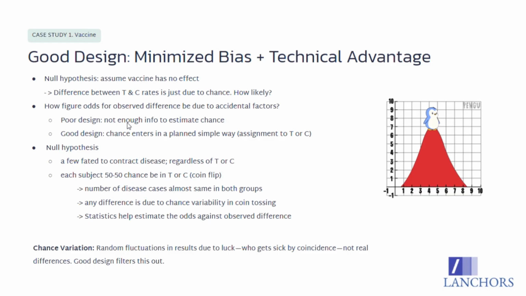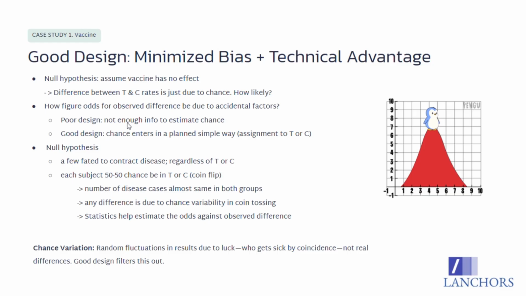The null hypothesis says that the vaccine has no effect. So on this hypothesis, a few people are fated to get the virus just by pure chance. Whether they are assigned to the control or treatment group has nothing to do with it. It's just random chance variation under the null hypothesis, okay?